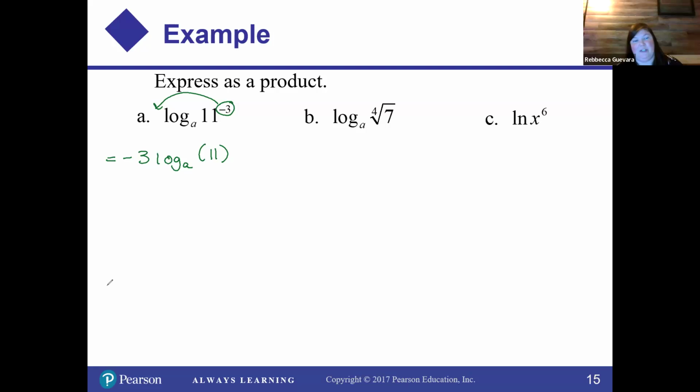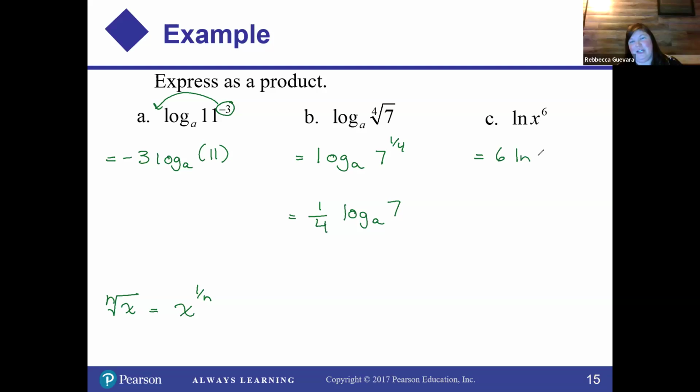Once again, just as a reminder, I had said if you have an nth root of something, that's the equivalent of just being an exponent of 1 over n. So log base a of the fourth root of 7 is really just log base a of 7 to the power of 1/4. This is really just 1/4 log base a of 7. And then the natural log, the 6 comes up front, so it's going to be 6 natural log x.